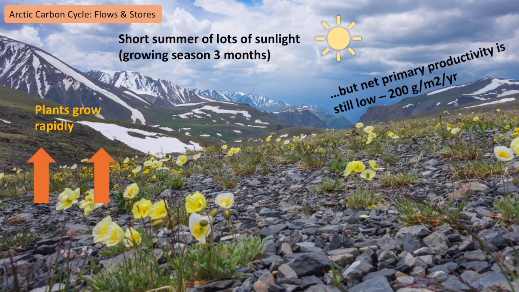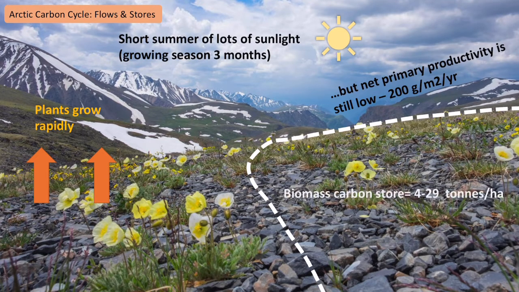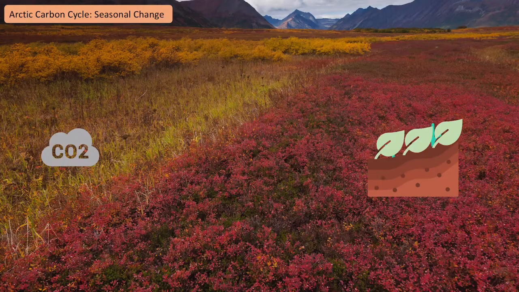So we do see seasonal differences between the amount of growth and therefore flows and changes in the store, but overall it's very limited in terms of the biomass in the biosphere. In terms of how much, the carbon store in the biomass is somewhere between 4 to 29 tonnes a hectare, and you could obviously compare that with what's in the Amazon, which is considerably more.